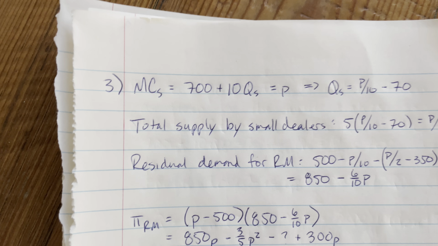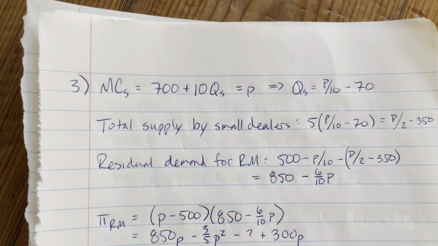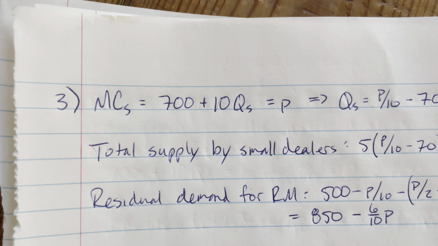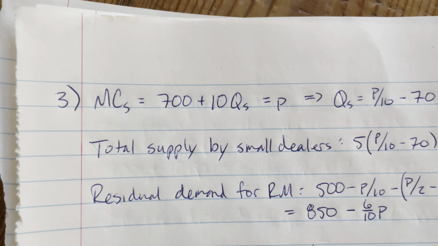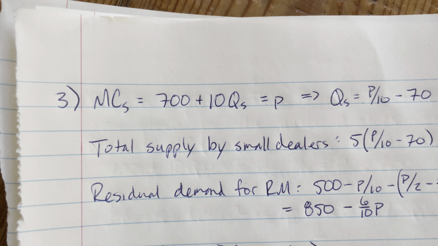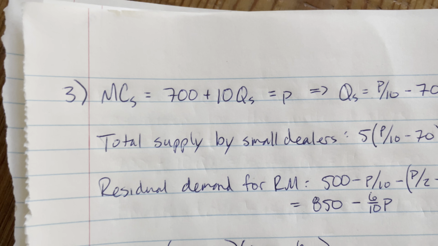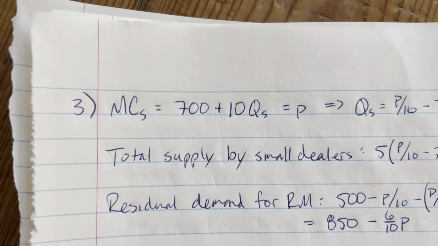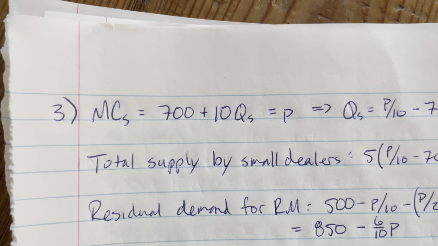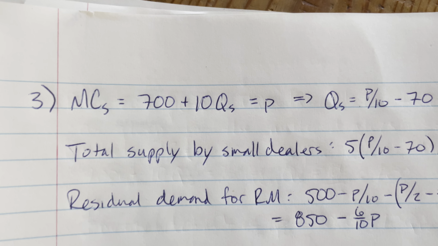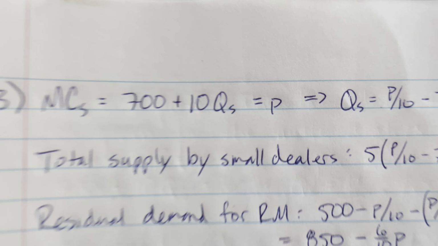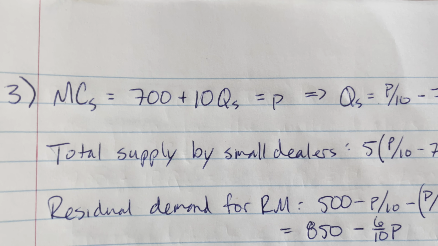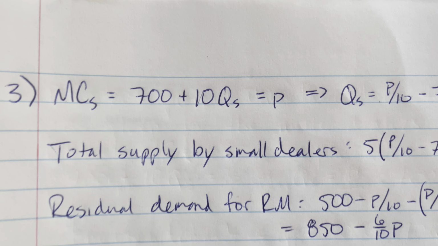Okay, so for this one, we start with thinking about the smaller dealers. We know that their marginal cost is 700 plus 10Q, the quantity that the smaller dealers supply, QS. That comes from their total cost function, right? So take the derivative of the total cost function with respect to QS. And they're going to set that equal to marginal revenue, which is whatever the price that the bigger dealership sets, right? This is basically a price leadership problem.